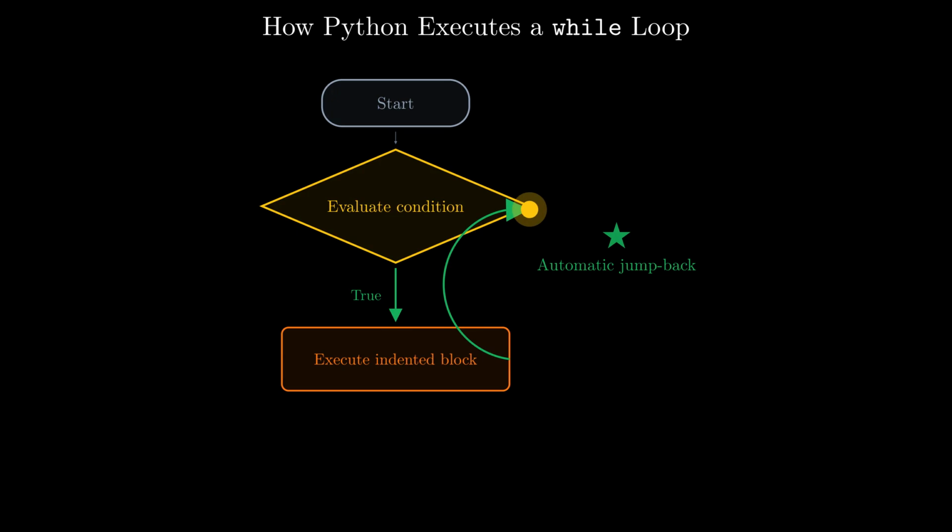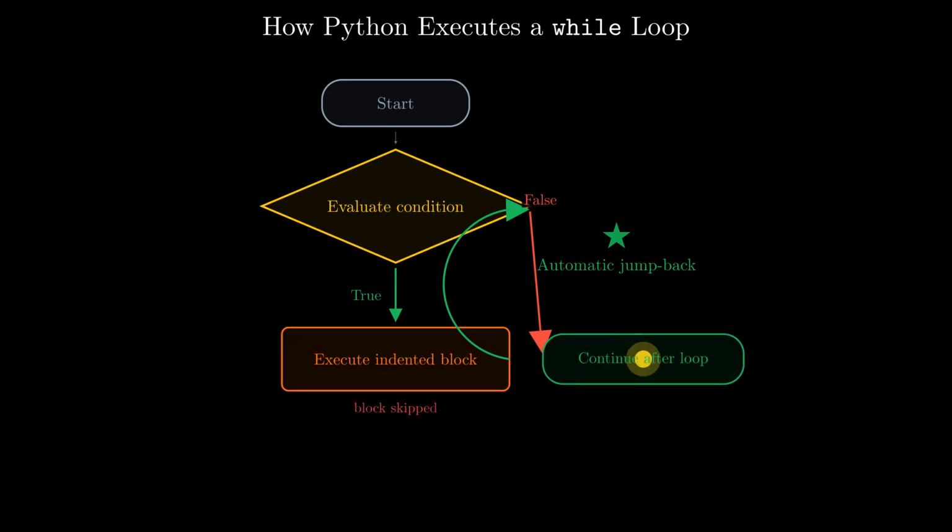You don't code this looping behavior. Python handles it automatically. A common misconception is that you need to write the jump back yourself. You don't. The cycle breaks only when the condition evaluates to false. At that point, Python skips the entire block and continues at the first unindented line after the loop.